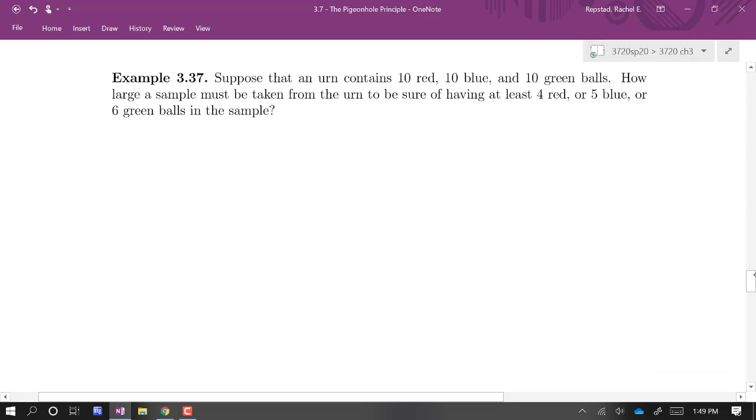Let's suppose we have an urn, and it's got 10 red, 10 blue, and 10 green balls. So 30 balls, 10 of each. How large a sample must be taken from the urn to be sure of having a set that has at least 4 red or 5 blue or 6 green balls in the sample? I don't need 4 red, 5 blue, and 6 green. I don't need all of those, just at least one of these conditions to be met.